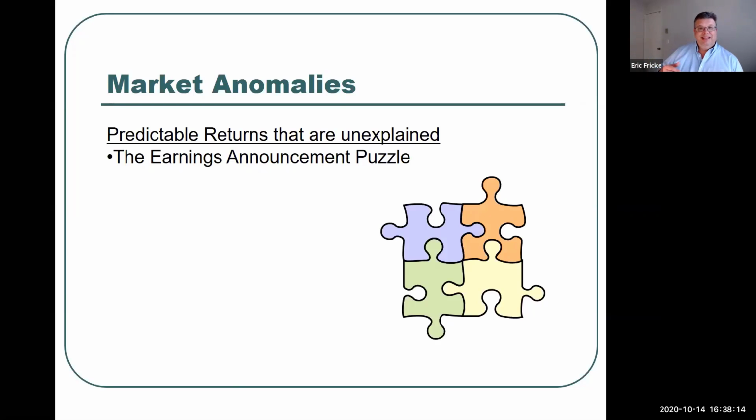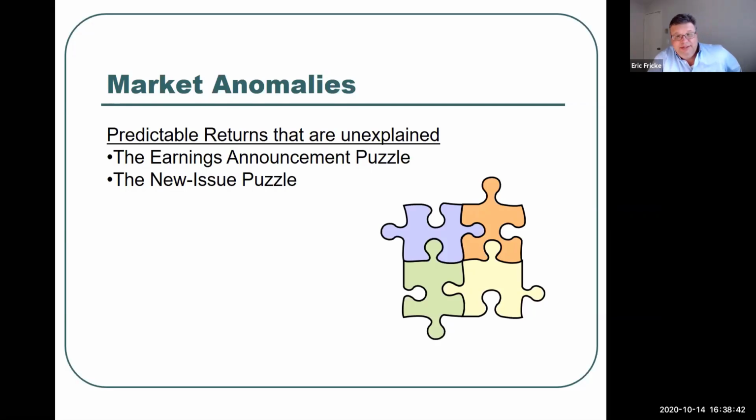And so you would think that if people knew this, right, they would start trading on this information and drive that stock price a little bit higher on the first day. But that's not what we see. We see kind of a slow drifting of the stock price. And so it's kind of a puzzle to the finance world that this is predictable, and we can see this happen a lot.